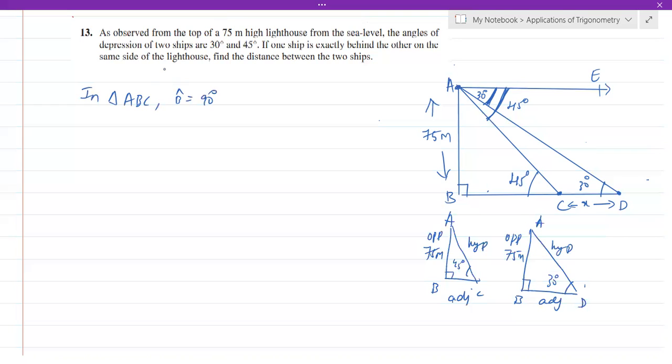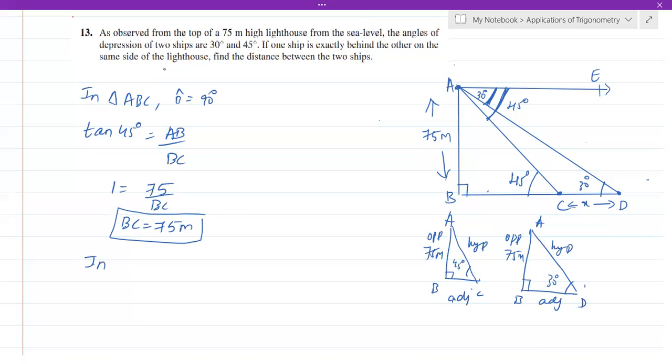Let's make use of tan itself. What is the angle? 45. Tan 45 is equal to AB by BC. Tan 45 is 1. AB is 75. BC, as it is cross multiply, you will get the value of BC here: 75 meters.